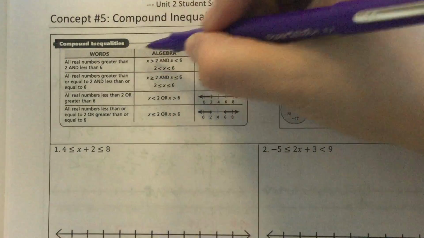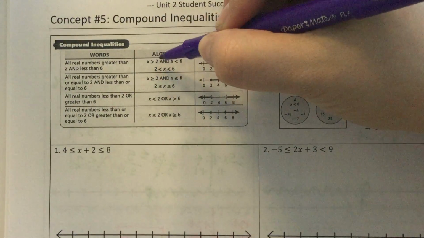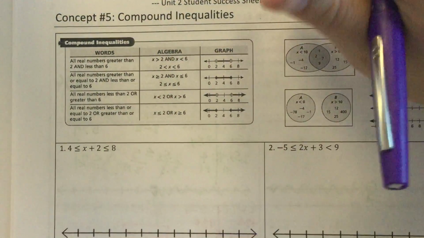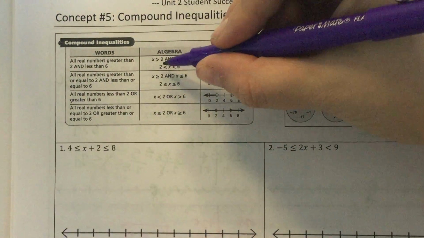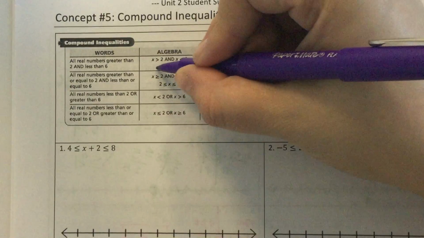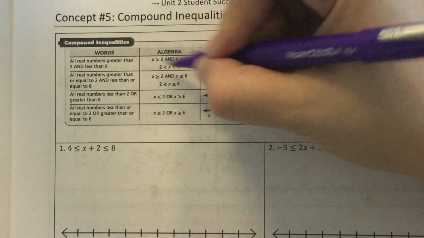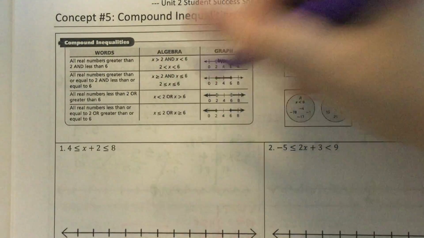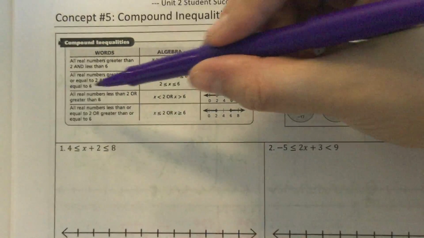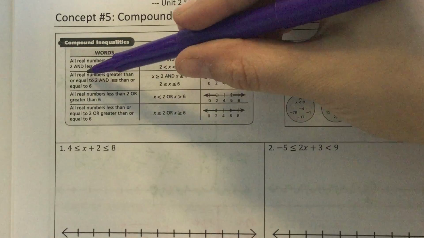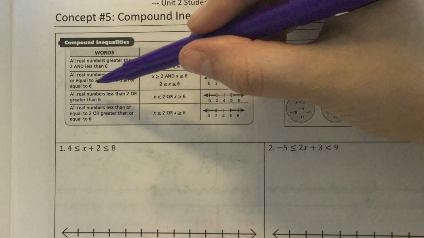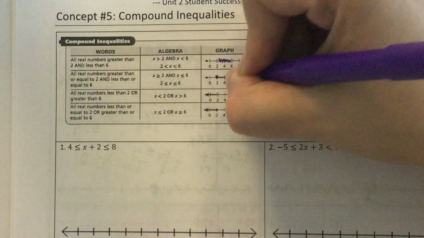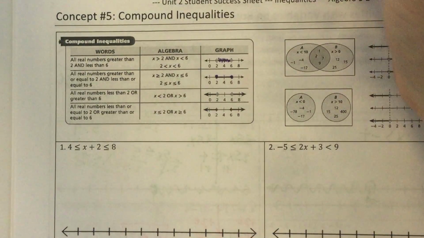We're going to write it this way: x is greater than 2 and x is less than 6. We can write that as one single inequality with two signs. This can also be read as x is between 2 and 6. This is all the numbers that are between 2 and 6, not including 2 and 6. The second one is all real numbers greater than or equal to 2 and less than or equal to 6. That's the same thing, just with closed circles and "or equal to".